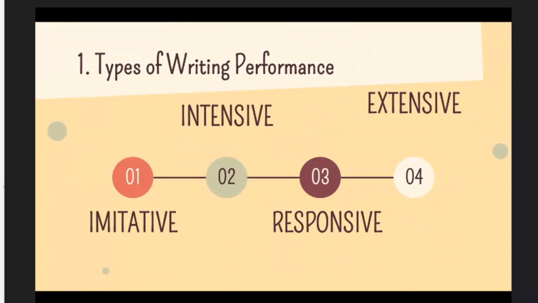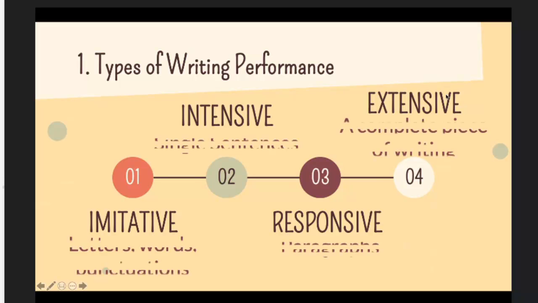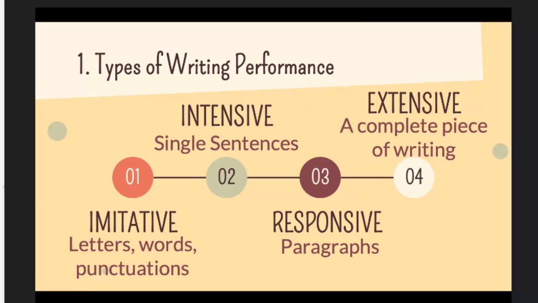Okay, now let's talk about the 4 main types of writing performance here. Imitative, intensive, responsive, and extensive. Imitative focuses on the smallest level of words, like letters, words, and punctuation. Intensive focuses on sentence level. Responsive, we move to paragraph, and extensive, which is the most advanced level, we will have the student write a whole piece of writing here, maybe a thesis or a report.